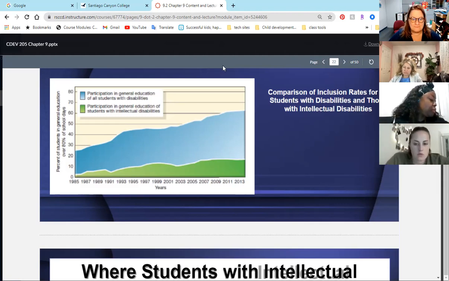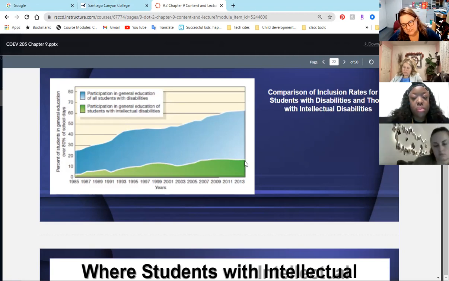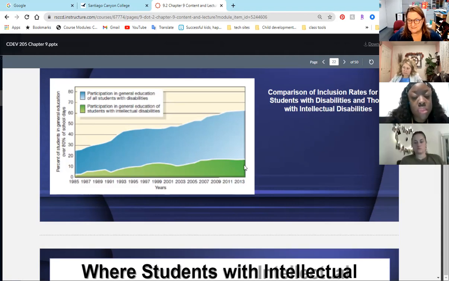Least restrictive environment. Now, this one right here is general education with intellectual disabilities. We have them in the gen ed class, but they're not equally represented. If this blue line is all the disabilities and this green line is intellectual disabilities, it went up and down and up, and it's coming up a little bit. Now it's kind of plateauing. And for something that has been almost the most common since technically the institutionalization in the 70s, this number is not going up.